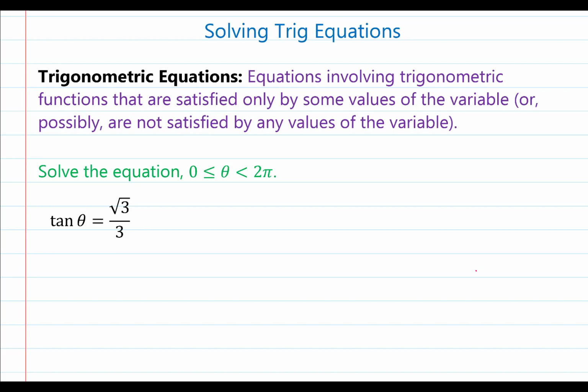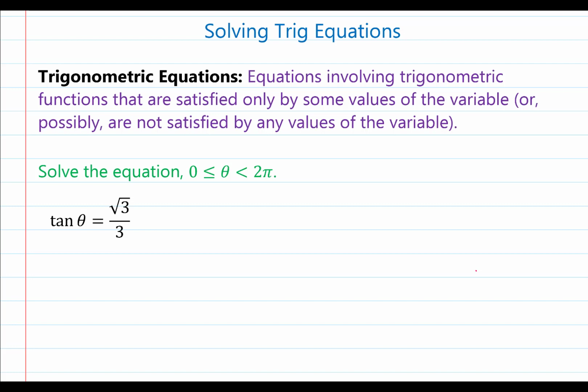In our example here, what we're trying to do is solve the equation where we're told that theta will be greater than or equal to 0, but less than 2 pi. For our equation here, tangent of angle theta has already been isolated. If it wasn't, we would want to move terms from the left side to the right side if there was a coefficient and or a constant.